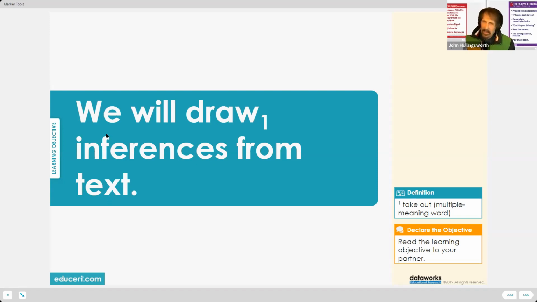All right, let's have the A partners read to the B partners. What are we going to do today? A's read. Okay, let's have the B partners read. Now I'm going to pick someone to read. We will draw inferences from text.